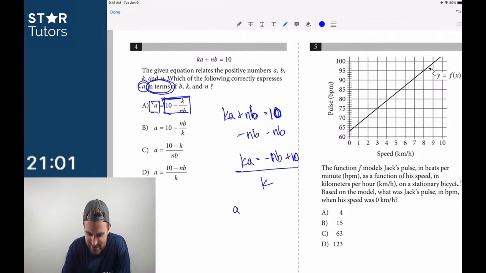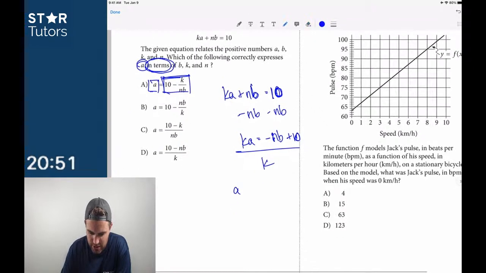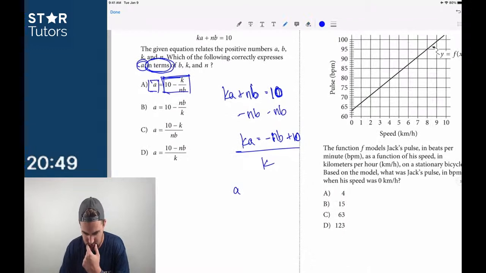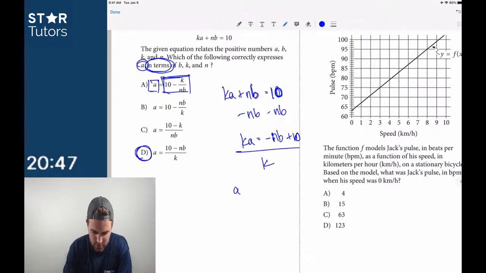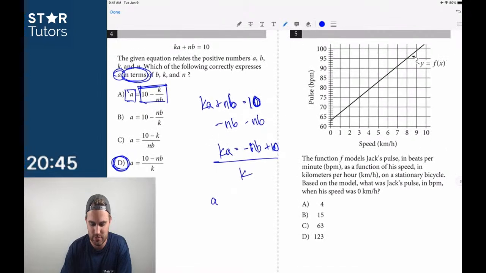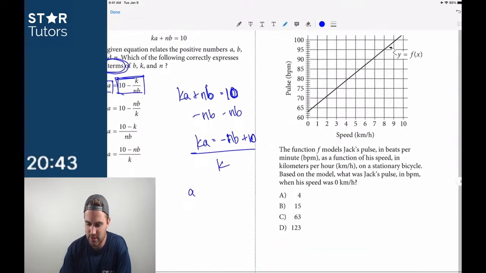Sorry, what do we have here? We have 10 minus NB over K. No. It's got to be both of these. Everything's over K. Yeah, everything's over K. Sorry, guys. Just make sure you don't make a simple mistake. Everything's over K. A equals 5.